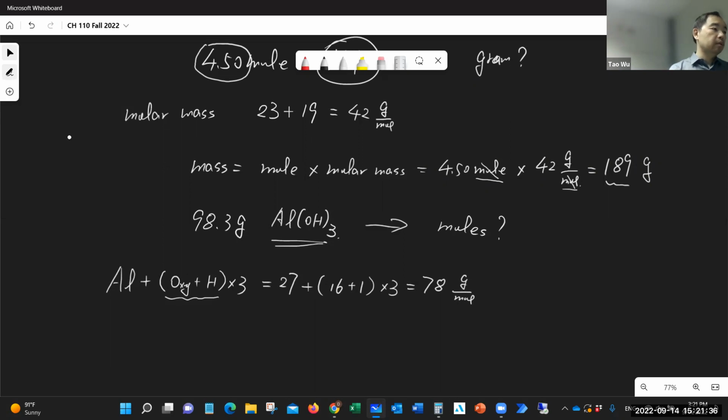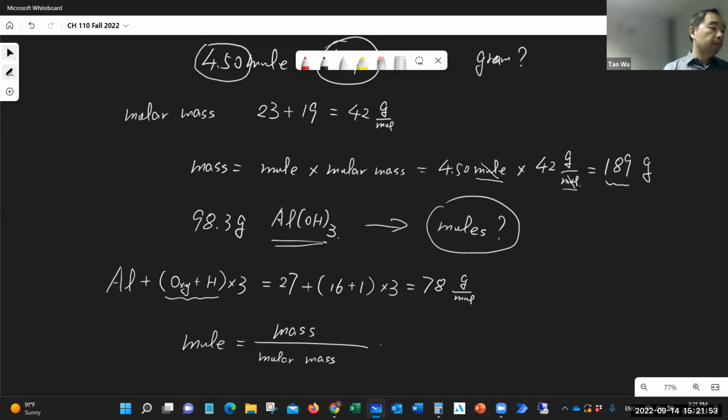That's the molar mass. Now we're asking for mole, so the mole will be just the mass over the molar mass. Mass over molar mass, that's going to be mole. So mass, we have 98.3 grams, divided by the molar mass.